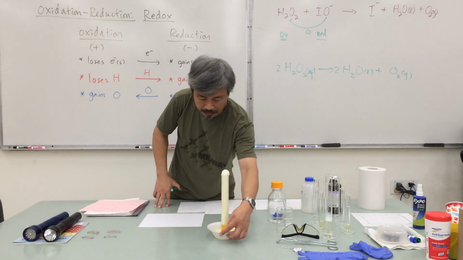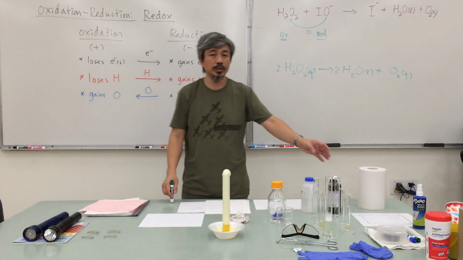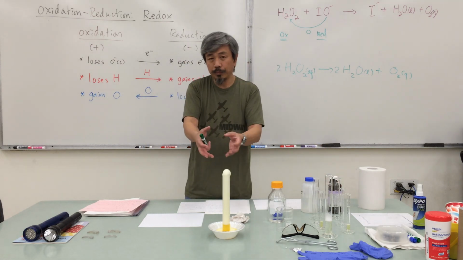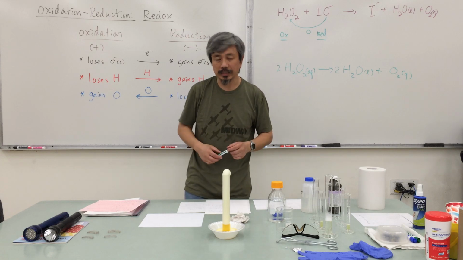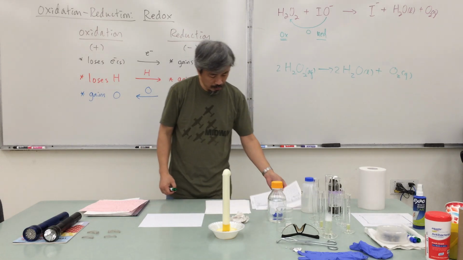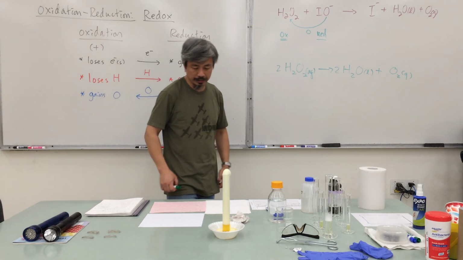You actually see on this side a lot of bubbling still continuing. So it's a relatively slow process because of the low concentration of the hydrogen peroxide. If I had a 30%, it would have gone really, really fast. So this is a little bit boring, but it kind of gets the point across. All right, so that is another example of an oxidation reduction process.